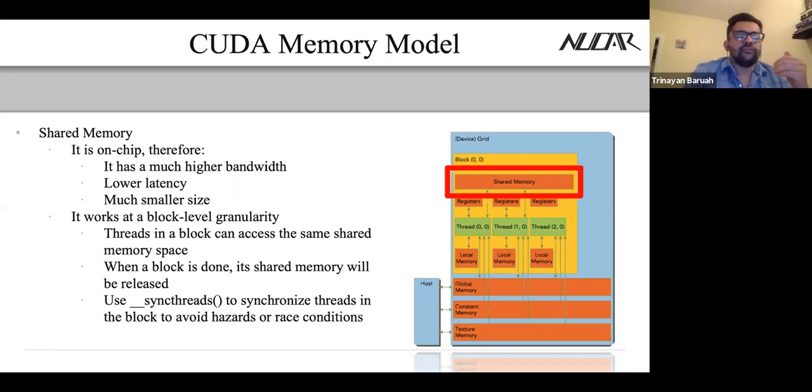So if you want to have this sort of ordering inside the thread block when you are using shared memory, you should use syncthreads to synchronize threads. This will help to avoid hazards or race conditions. And we'll take a look at what that means in an example later.